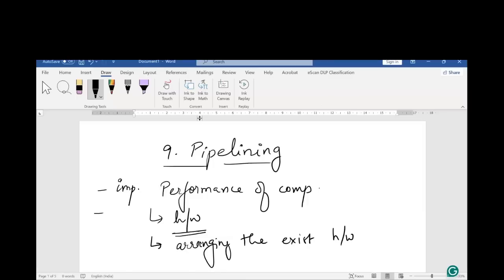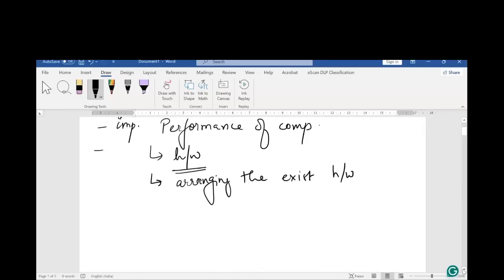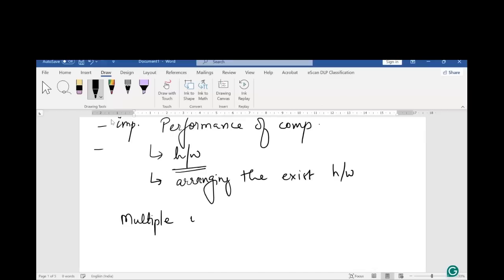So here, pipelining is nothing but arrangement of hardware components in such a way that it increases the performance of the computer. Now, how can the performance be increased? In case of pipelining, multiple instructions are carried out simultaneously. This is somewhat a pipeline. Your instructions are there, and all the instructions are executing simultaneously.